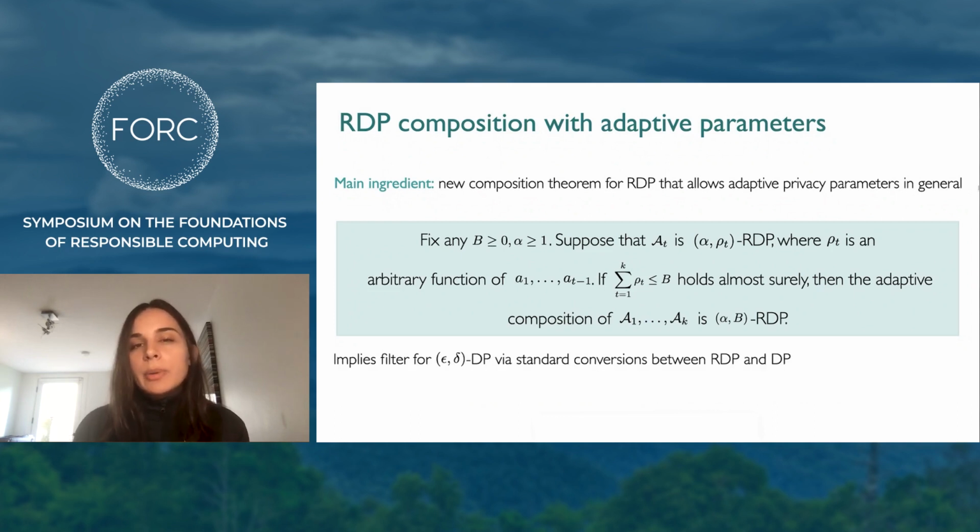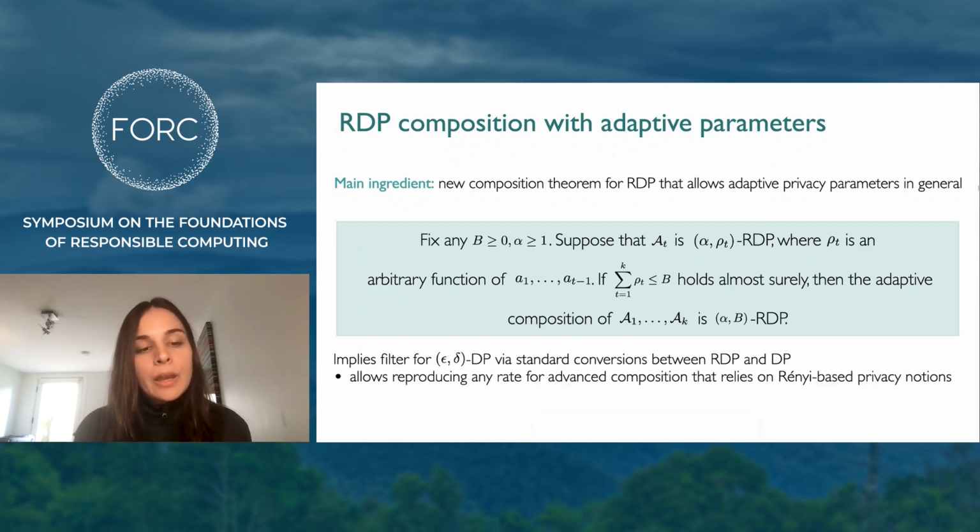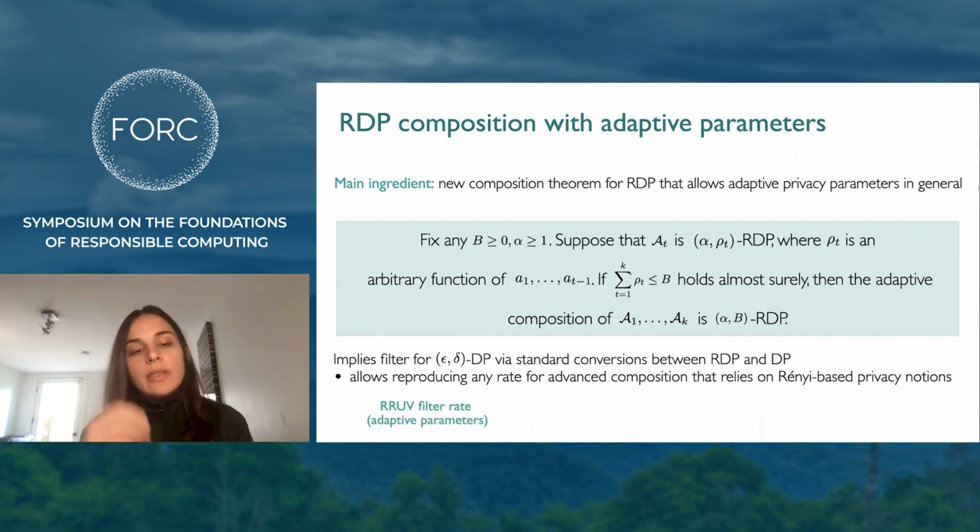And this is important because we can then invoke standard conversions between RDP and DP. And this will imply a filter for epsilon delta differential privacy as well. And it allows reproducing any rate for advanced composition of epsilon delta differential privacy that relies on Rényi-based privacy notions. So in particular, this RDP rate that I previously mentioned allows adaptive privacy parameters.